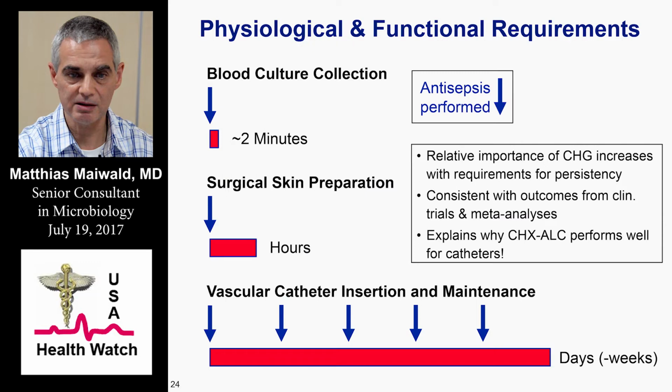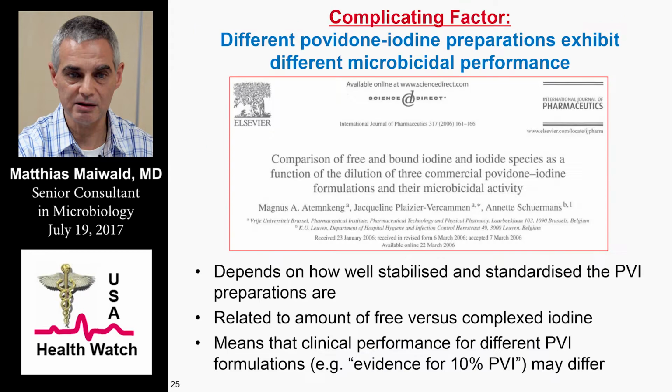What are the physiological and functional requirements? If we look at the three different applications, blood culture collection, surgical skin preparation, and vascular catheter insertion and maintenance, we see that the physiological requirements for persistency are quite different. Blood culture collection requires no persistency. Surgical skin preparation requires persistency for several hours, and vascular catheter insertion, due to its long duration, requires the biggest persistency. And that is basically a physiological explanation why chlorhexidine plus alcohol performs so well for catheters, simply because chlorhexidine among the antiseptics offers the biggest persistency. So next slide.